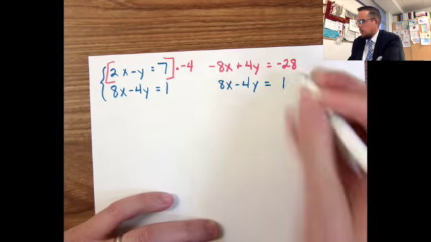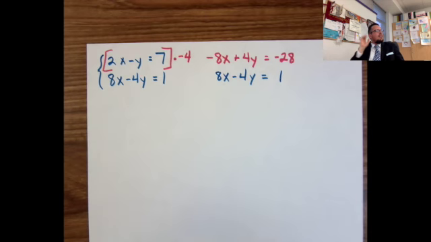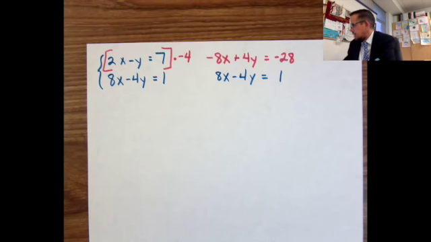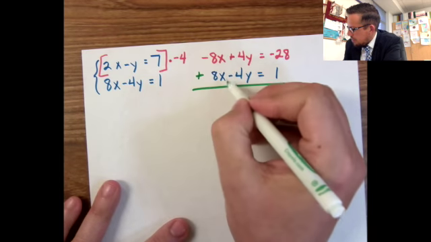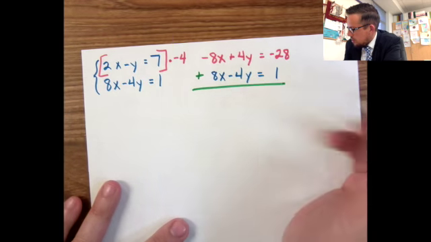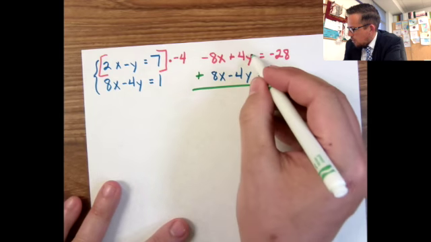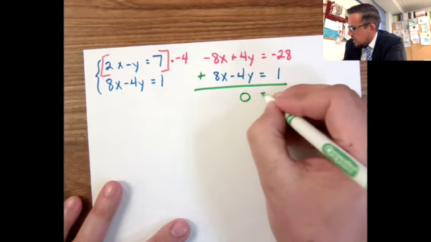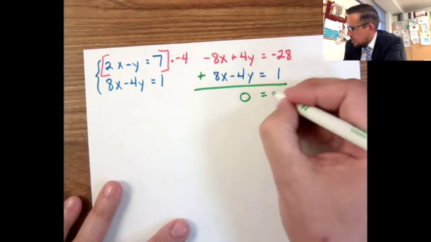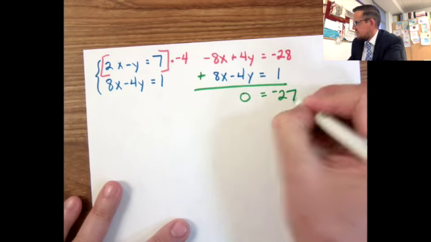It is possible to multiply the top and the bottom by different numbers to make them the same, but at that point, it sometimes ends up being more work than it's worth. You just do substitution. Okay, let's go ahead and add them. So -8 plus 8 is 0. 4 minus 4 is 0. So on the left side, everything's gone. And on the right side, -28 plus 1 is -27.